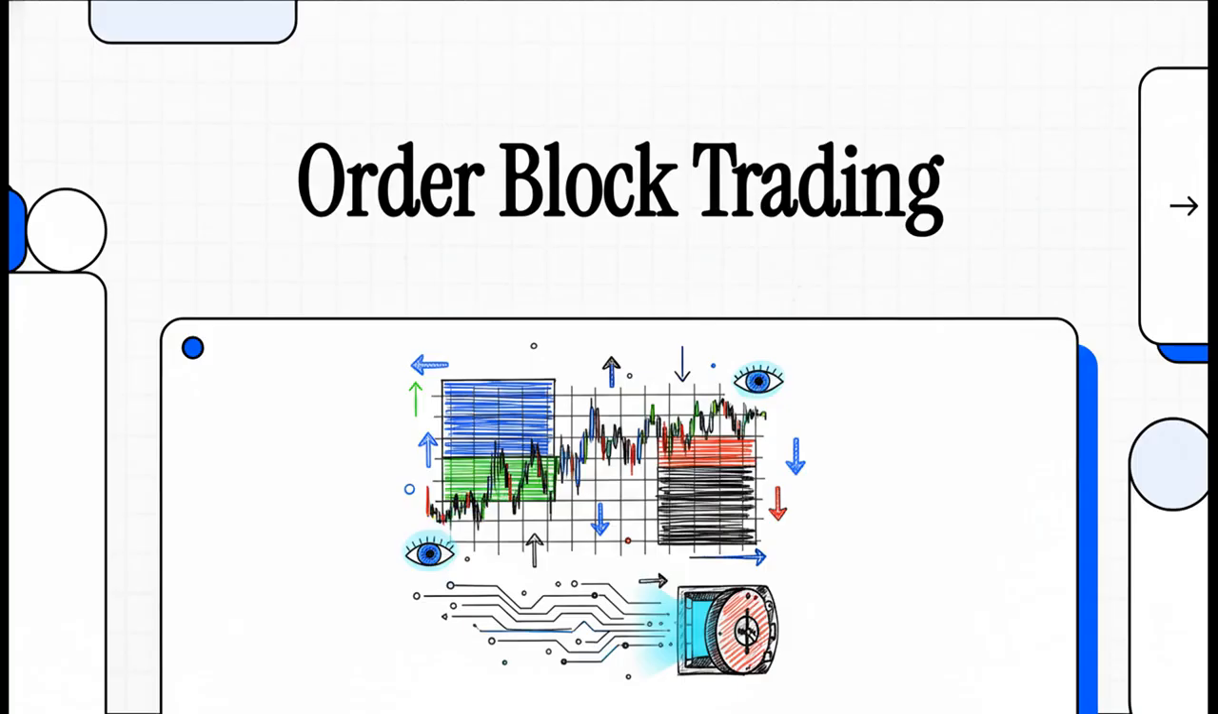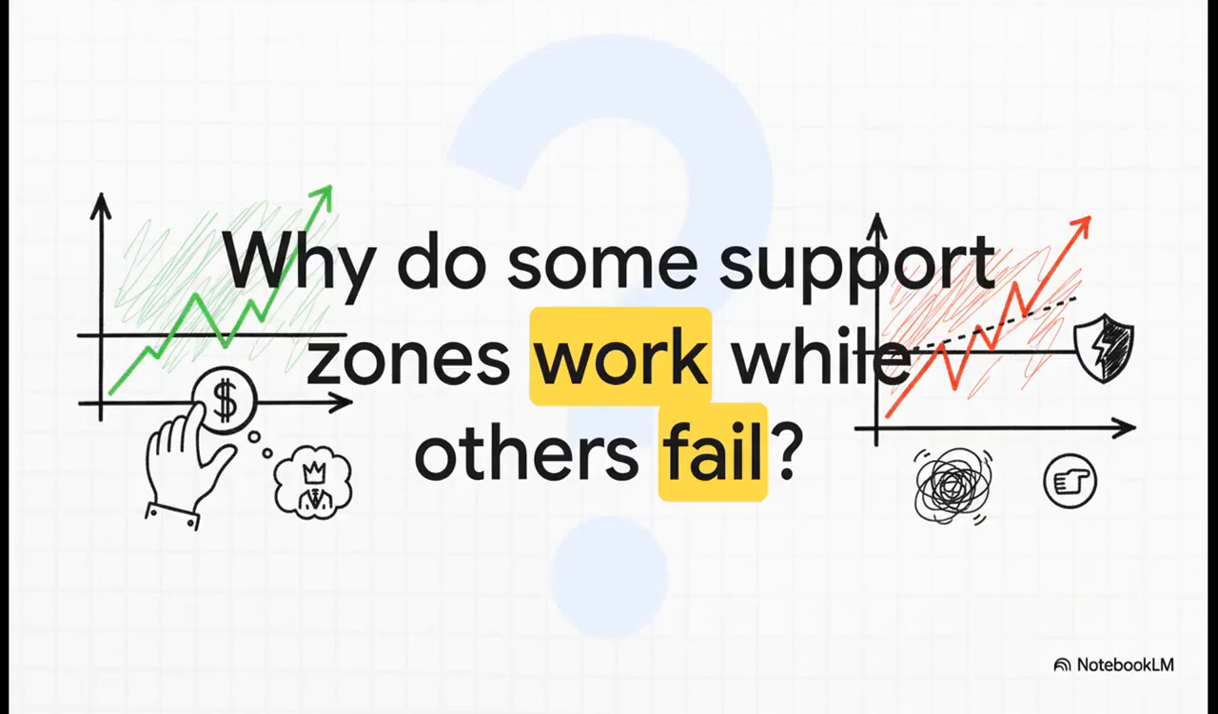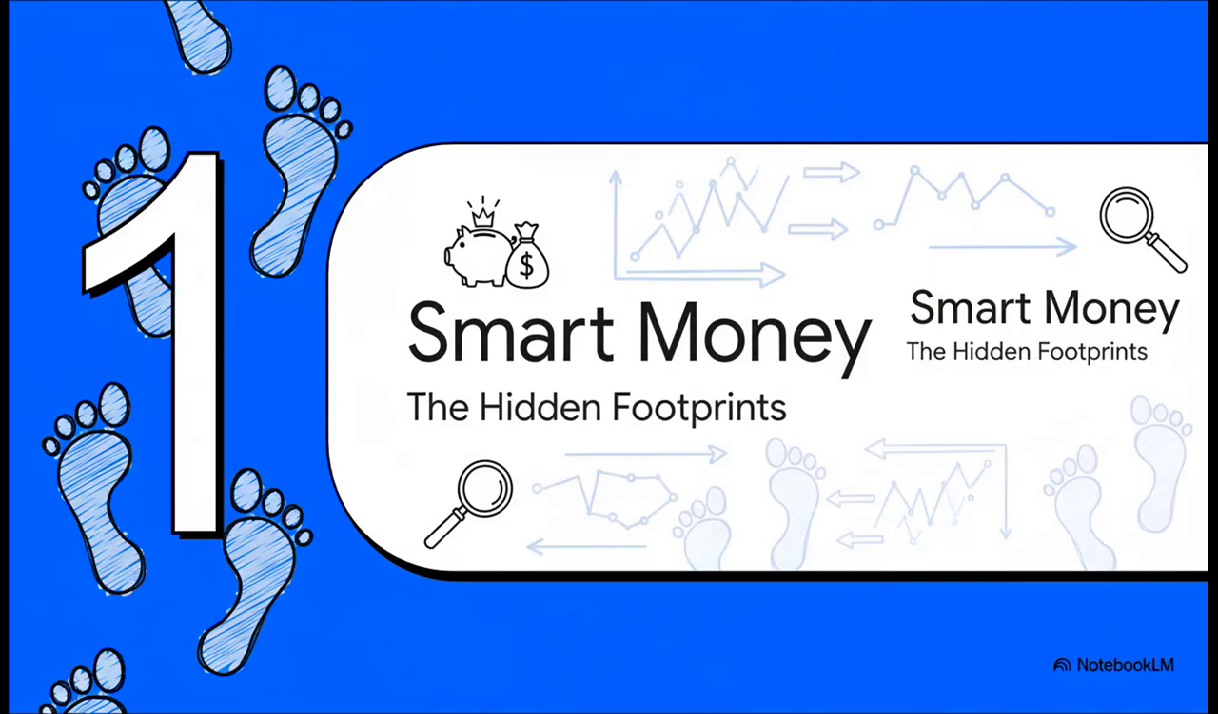Let's get to it. So let me ask you something, and I'm sure every trader has felt this. You've done your homework, you draw your support and resistance zones, you wait for that perfect bounce, and sometimes it works like a charm. But other times, price just smashes right through it like it's not even there. So frustrating, right? Well, what if I told you the secret isn't just where the price stopped, but who made it stop? And that brings us to this big idea.